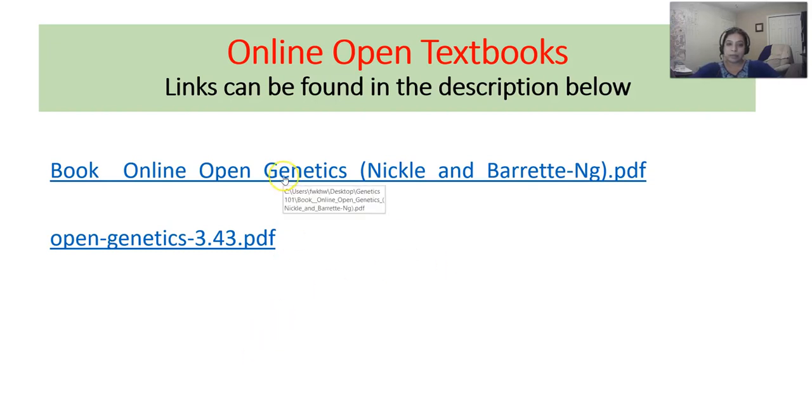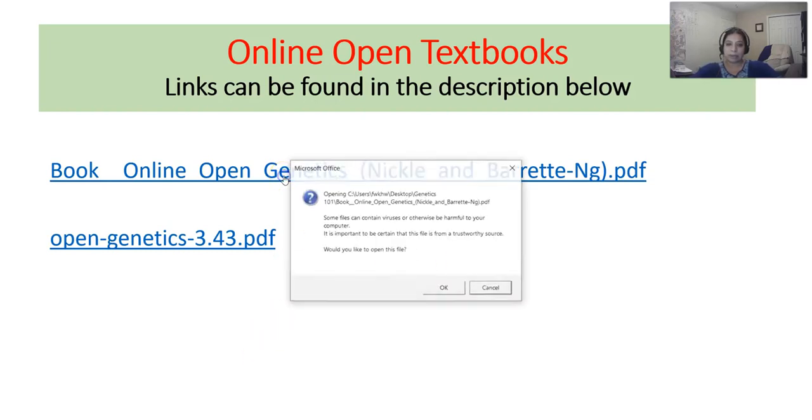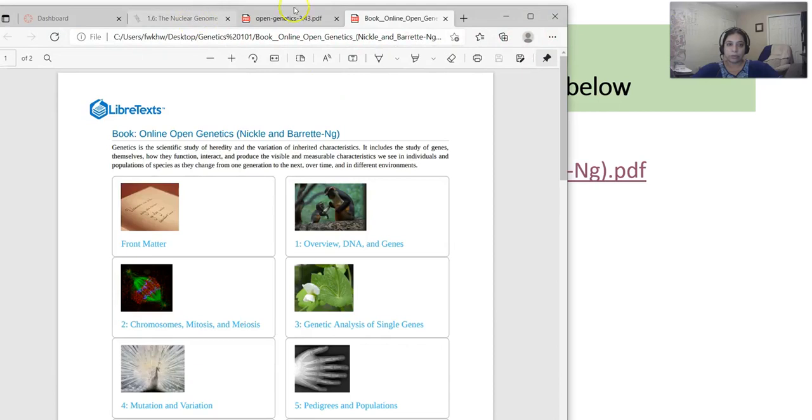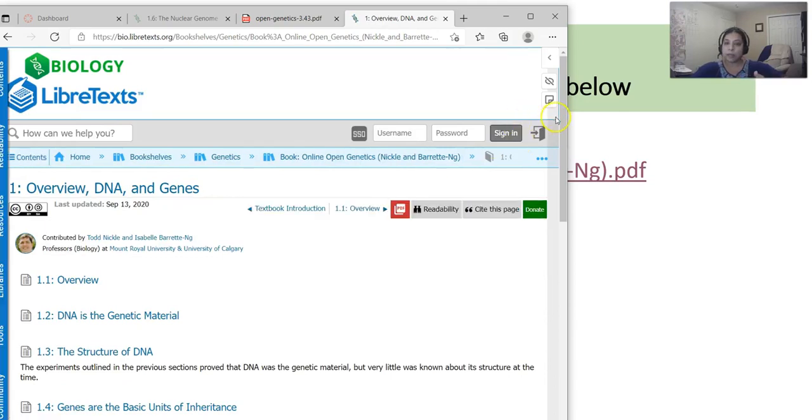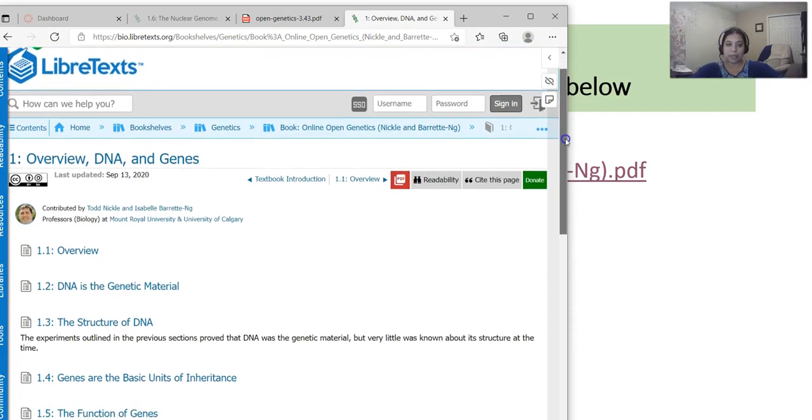One of them is the first one, the Nickele and Barrette online genetics, and I will show you. This one is very simple, easy to understand. I love the way it is written in a very clear form. Each section is very small, easily understood, and you can pretty much follow along with it. We're going to be using a lot of this book in the beginning chapters, or in the beginning lectures that I will be posting.